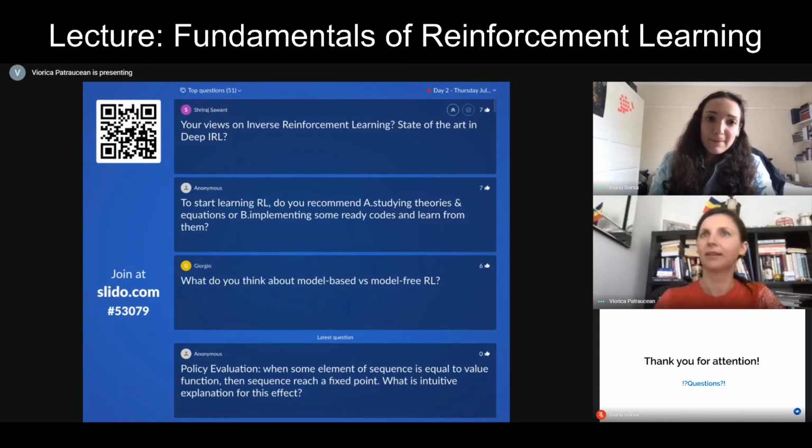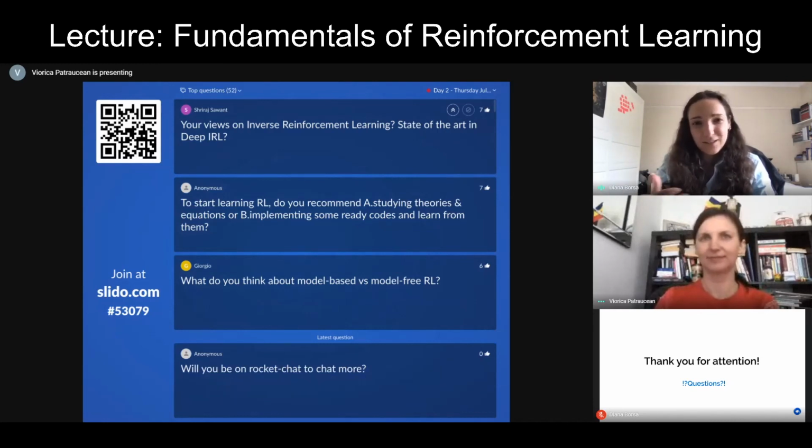What are your views on inverse reinforcement learning and the state of the art in deep IRL? Okay. Not sure about the state of the art in deep IRL. I'm assuming that in principle it turns out to be a reinforcement learning problem anyhow, it's just that we derive the reward signal from the experience and from a demonstration. I would assume it has the same properties as the reinforcement learning problem, that it depends on the problem.